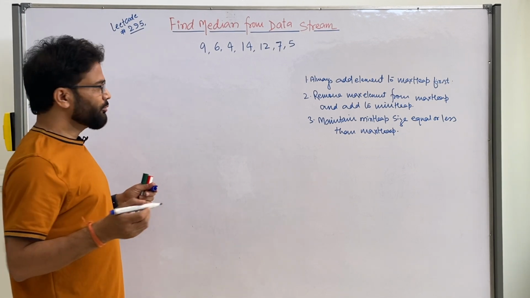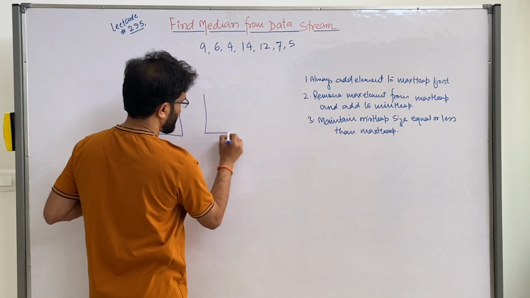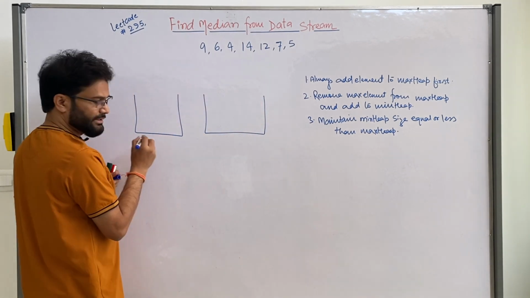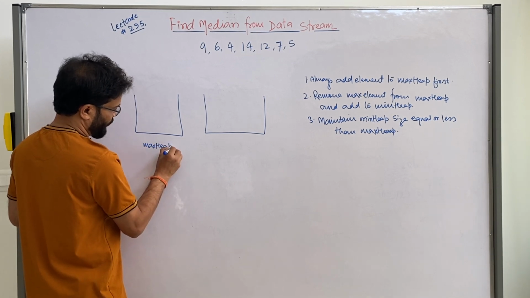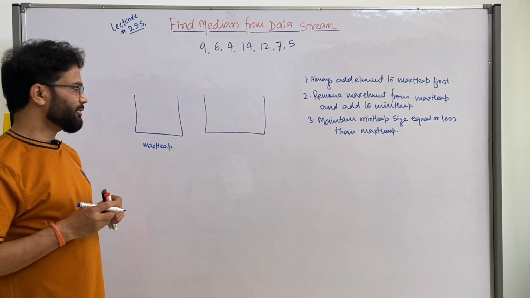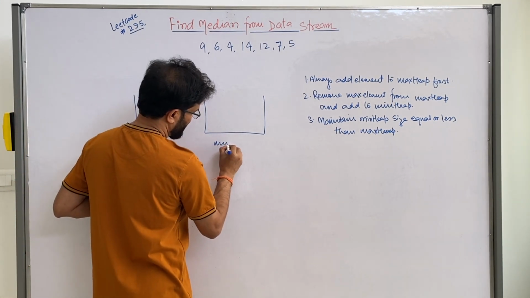What we do, we make two boxes, right? One box and another box. This is your max heap. Now you understand what is the meaning of the max heap? It means the maximum data we can operate here. And this is the min heap.